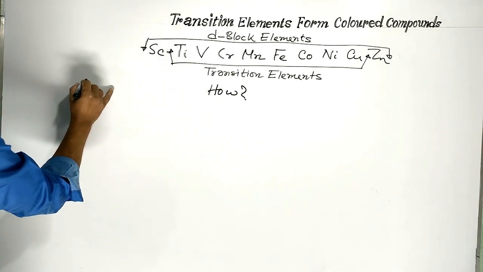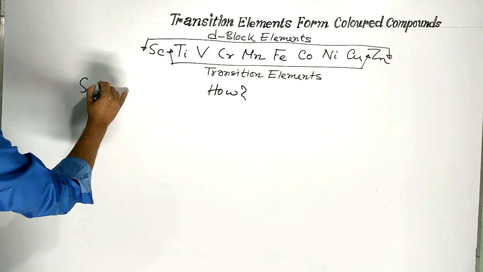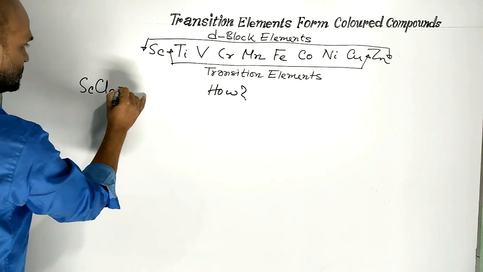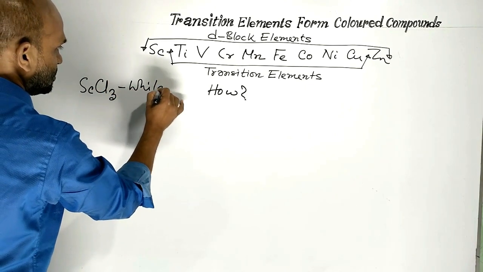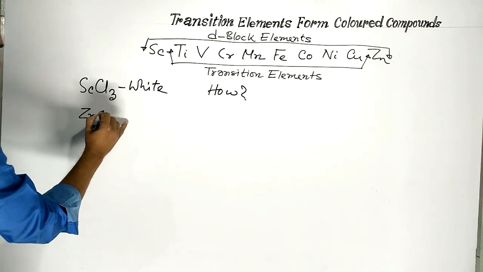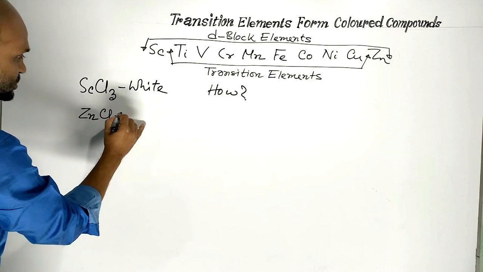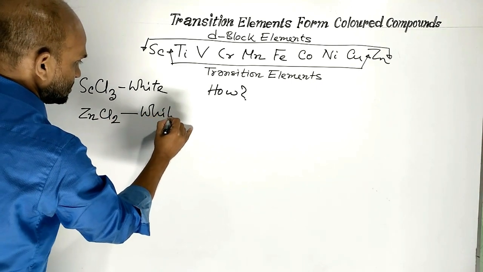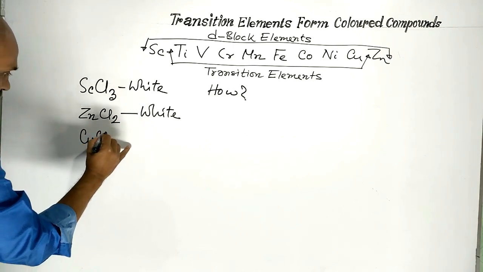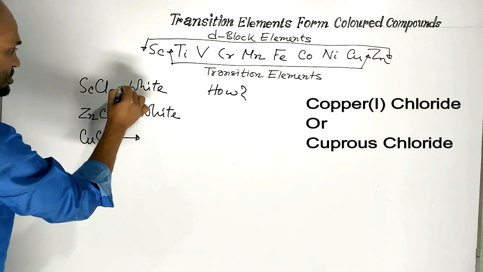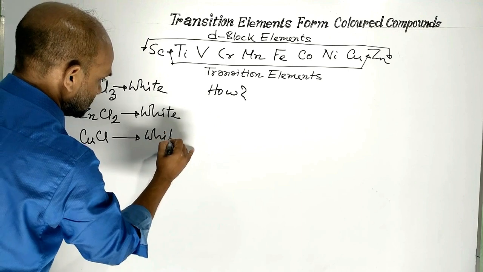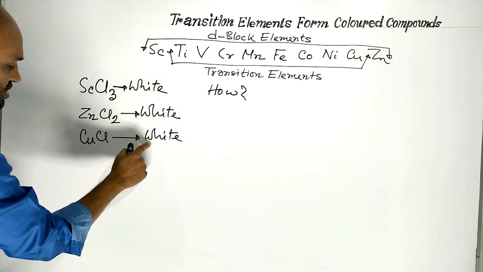Here, compound of scandium. Suppose scandium chloride, which is white in color. Then compound of zinc, suppose zinc chloride. This is also white in color. Then copper 1 chloride or cuprous chloride. This is also white in color.